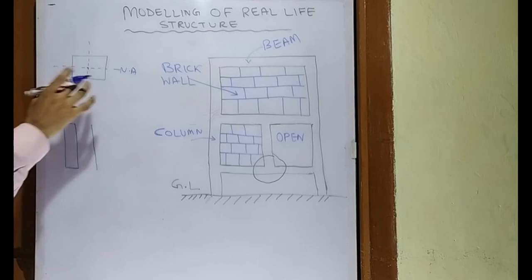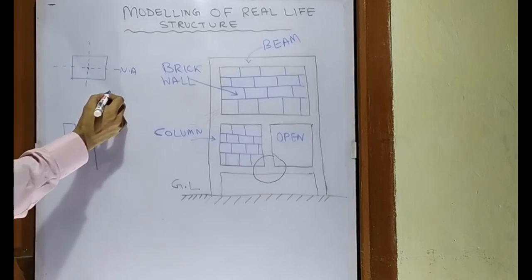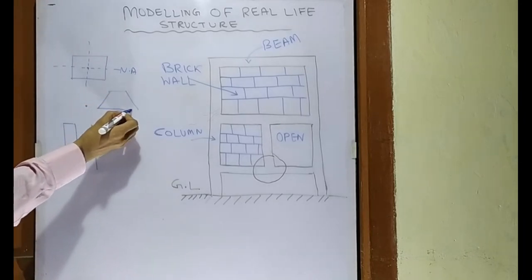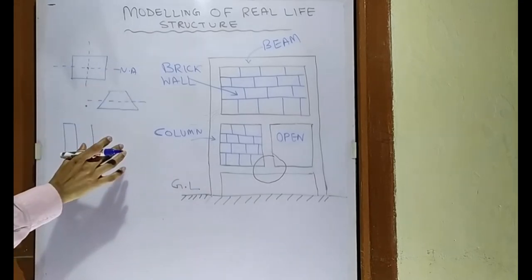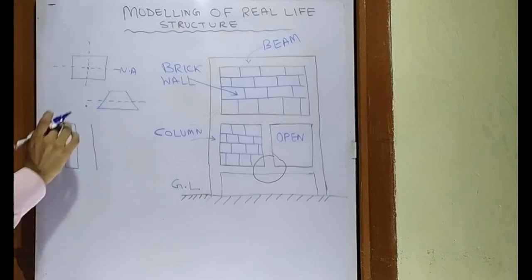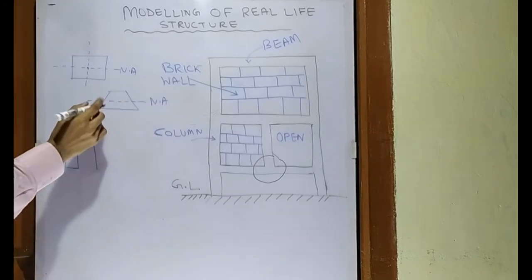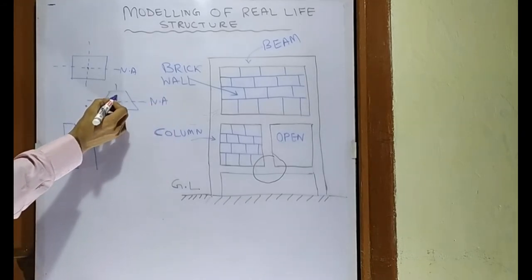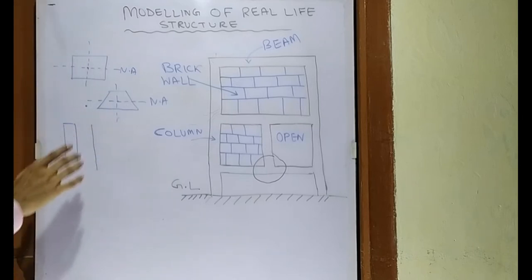Now this is a rectangular section. If the column does not have a rectangular section, but has a section like this, what will happen? The neutral axis will shift below, near to the base. So this is our neutral axis. Now what line will we take? We will take this line as our center line, as our line modeling for our column. This is for the column, and it is the same case for the beam.